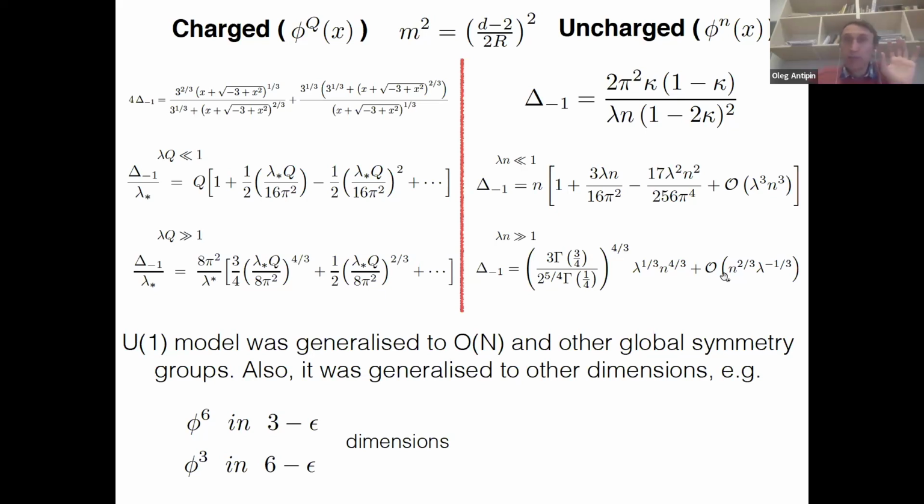Okay, so this is the paper we had a couple of months ago for the uncharged operators. We generalized the results to the O(N) model for both charged and uncharged operators from the U(1) model. You can also generalize to other global symmetry cases, like SU(N) times SU(N), and other global symmetries. There is no problem doing it. Also, you can generalize to other models. I talked about phi4 in 4 minus epsilon, but you can go to other dimensions. For example, you can go to 3 minus epsilon and do the phi6 model, or you can go to 6 minus epsilon dimensions and do the phi5 model. It was done as well. Everything is working, so this method is very, very general.